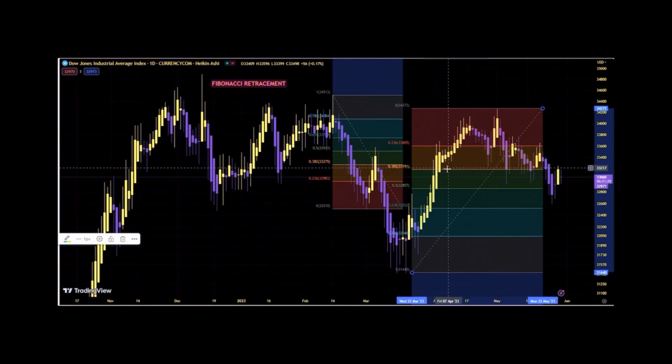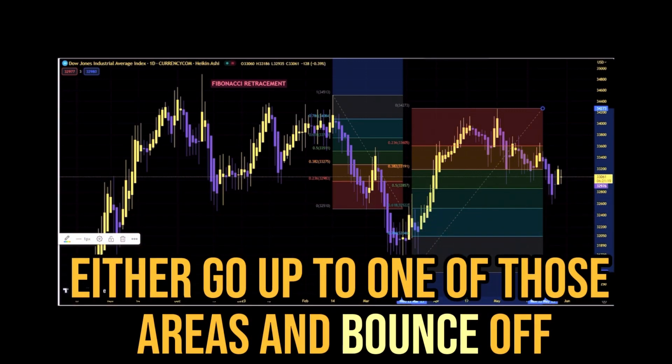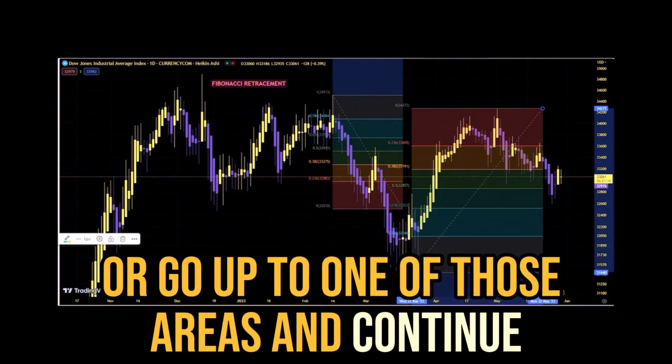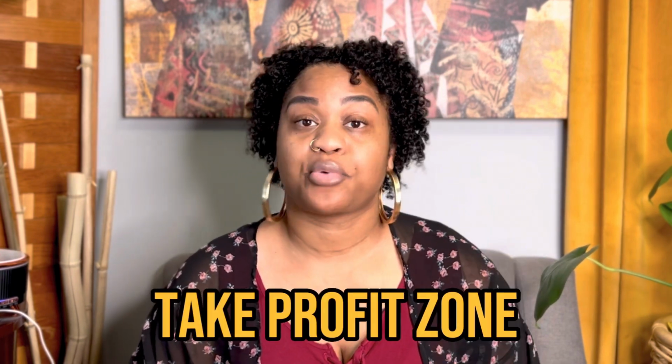Now, how this is important is price typically, and you have to look back at past historical data, will typically either go up to one of those areas and bounce off, or go up to one of those areas and continue. Fibonacci is very useful because if used correctly, the key word being if, you use Fibonacci in confluence with other indicators that you have, and your bias, it can really make for a solid trade. And how you can use this is determining take profit zones.